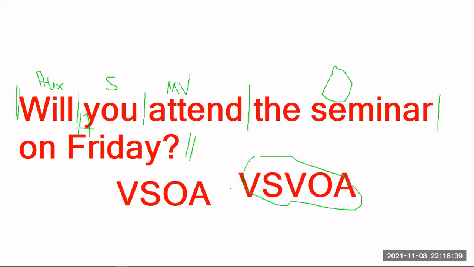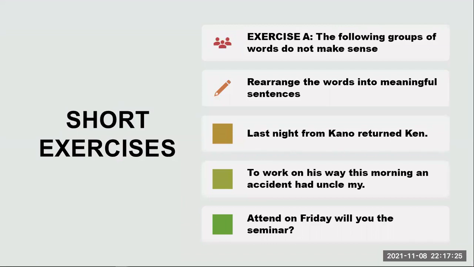All right, but when we have a normal sentence or a statement, then of course you will attend the seminar on Friday, won't you? You will attend. So you can see will attend, the two elements are always together. So we have been able to look at exercise A.